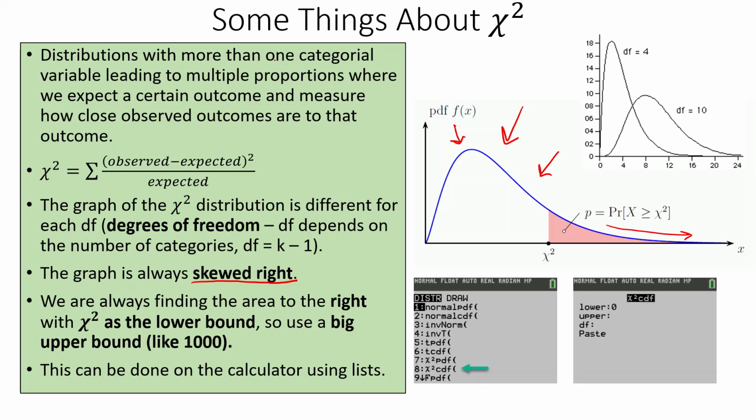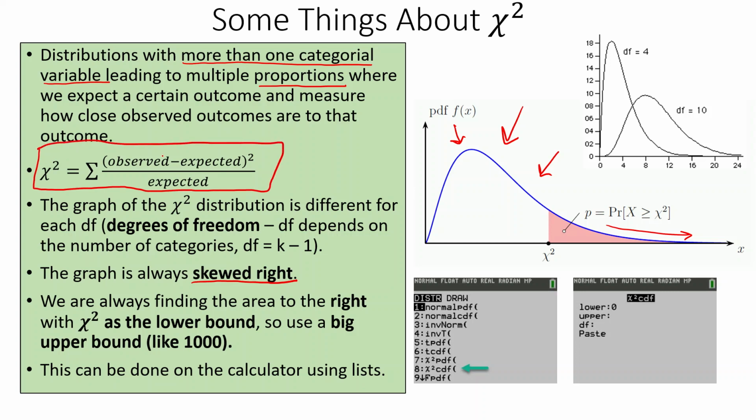All right. This distribution comes up when we are working with more than one categorical variable, and we're seeing if the proportions match for all the different variables. All right. So we'll have multiple categories, and we'll see if the proportions are going to match. So the way we calculate our chi-squared value is this little formula right here.